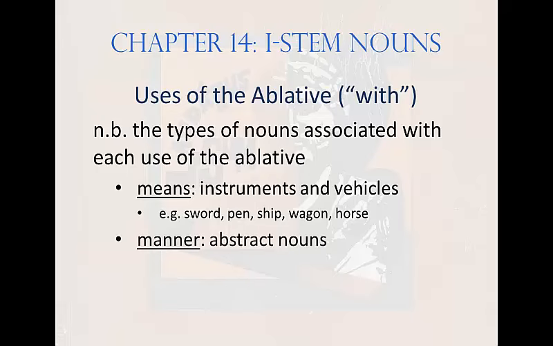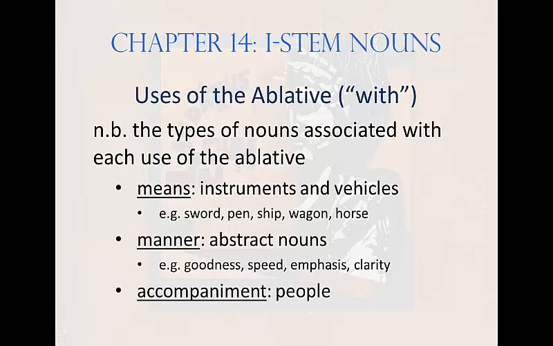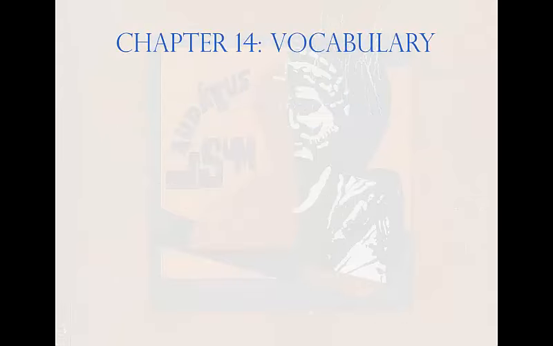A noun used as an ablative of manner almost has to be abstract, such as goodness, speed, emphasis, clarity. And a noun used as an ablative of accompaniment is almost always a person or personage of some sort. A friend, an army, gods, or anything personified. And that's the end of the grammar for this chapter. Now let's look at the vocabulary.